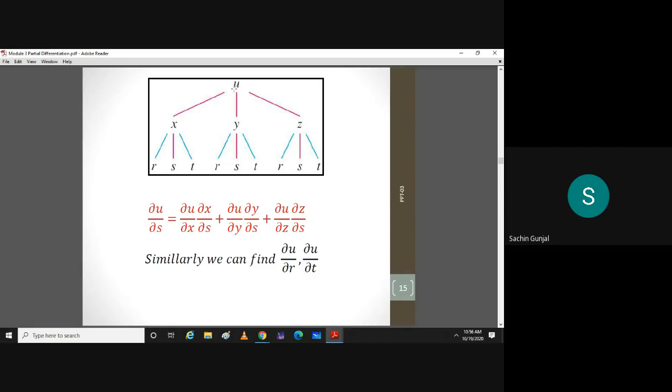Similarly, you can calculate ∂u/∂r and ∂u/∂t. Is it fine? Yes, sir. Just note this down. This is useful because questions will generally be on the two variable case or three variable case, not more than that.